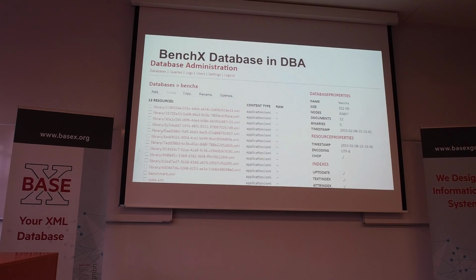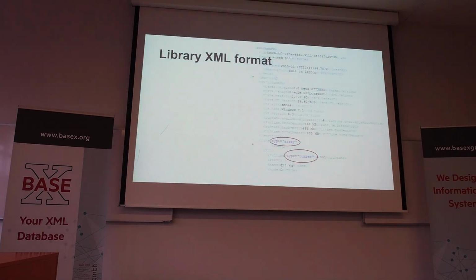So just to see how it looks, this is the DBA application, and this is the database. In the folder library there are the results. Each result is stored in a document, and that document has a structure that looks a bit like this. It's got a unique ID, you can see at the top there, a generated GUID.